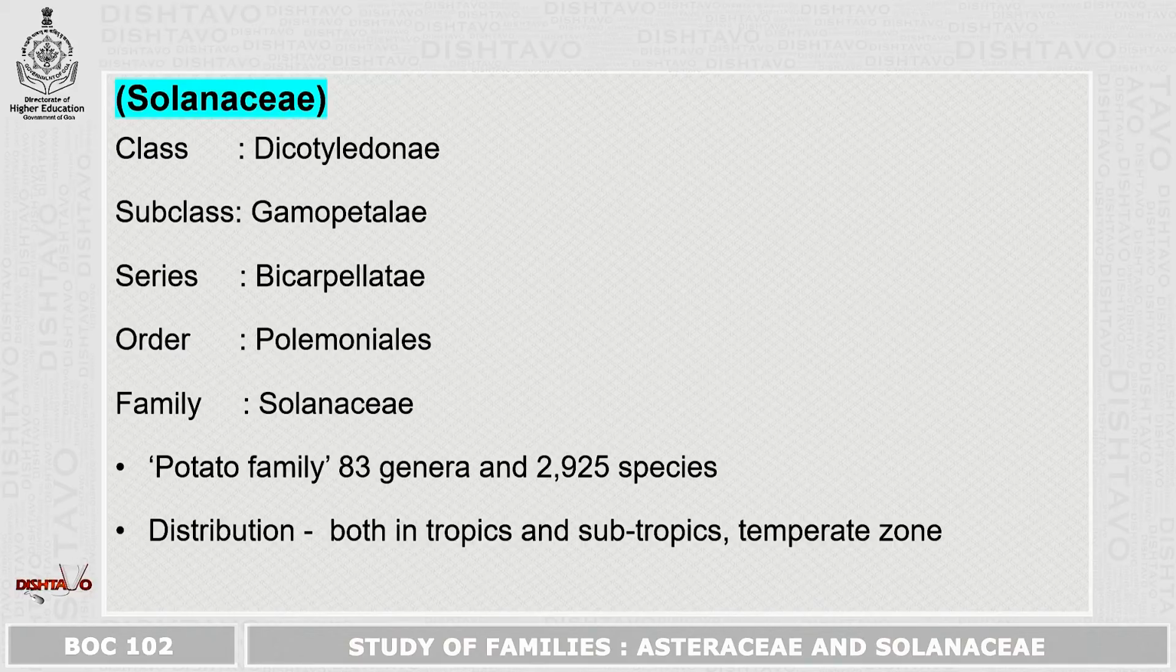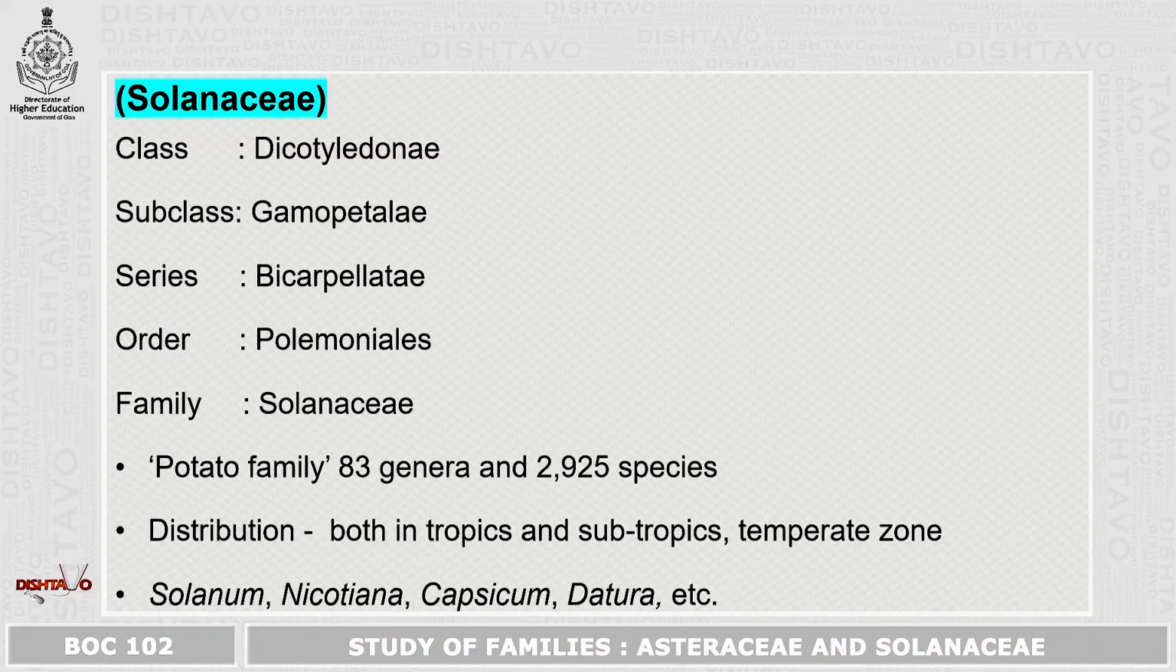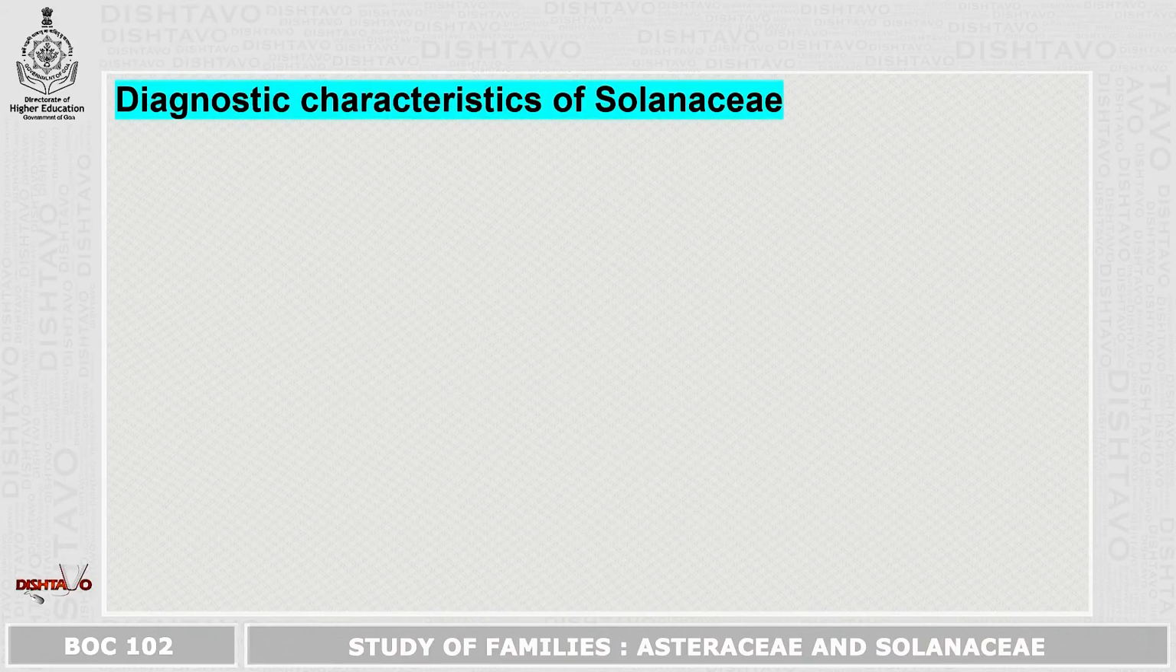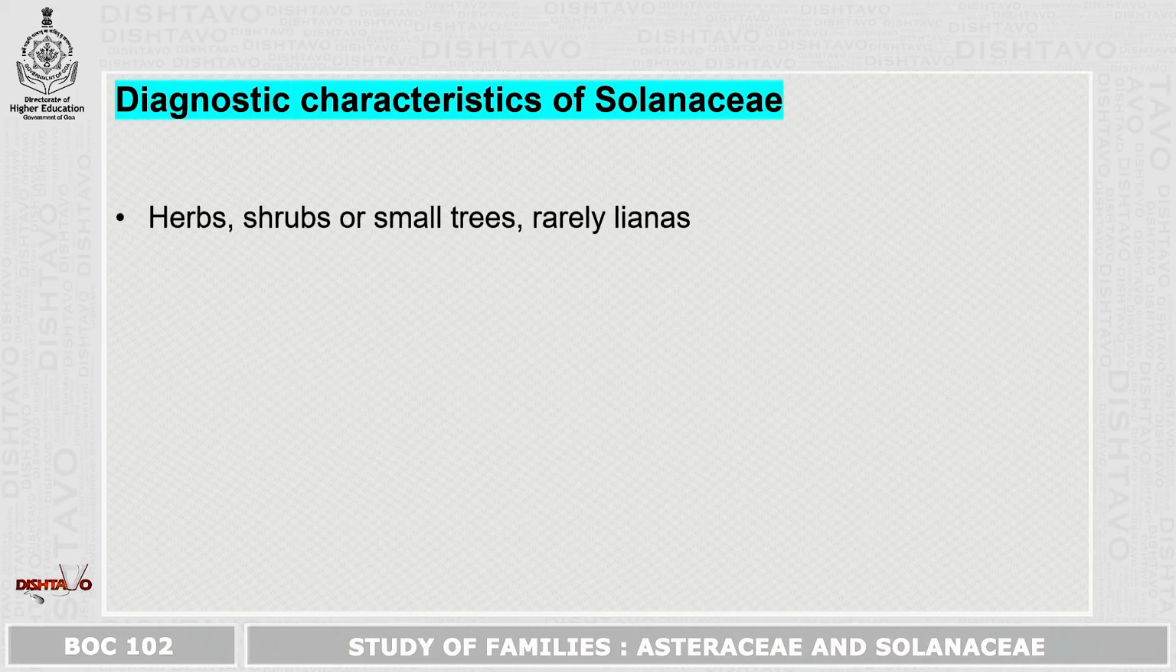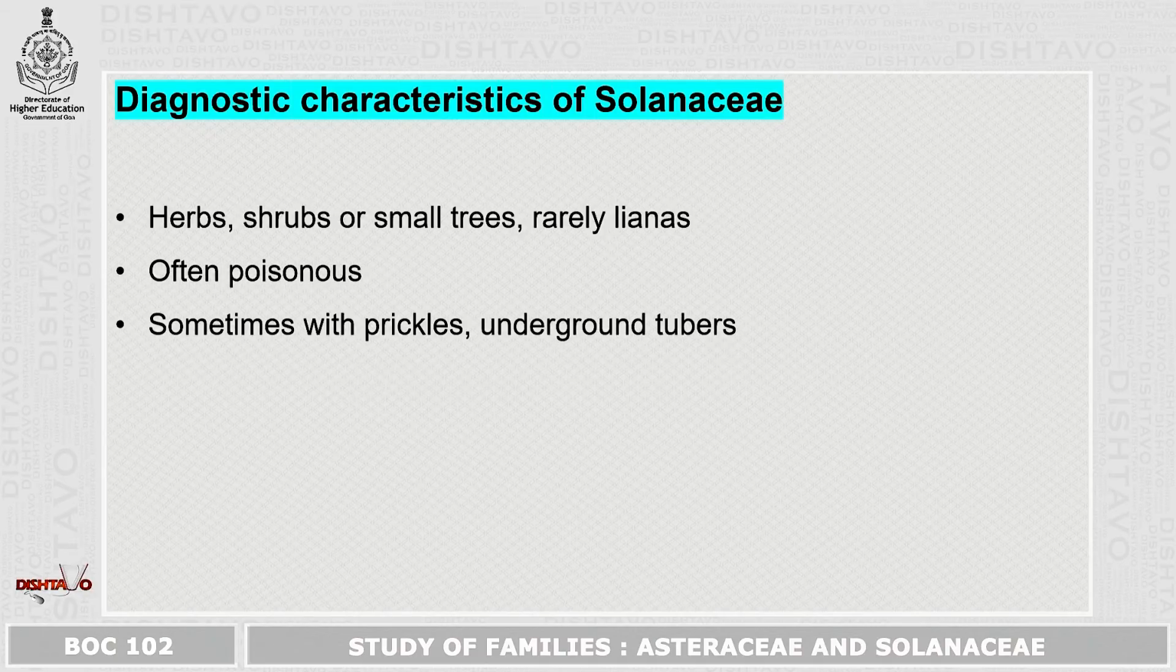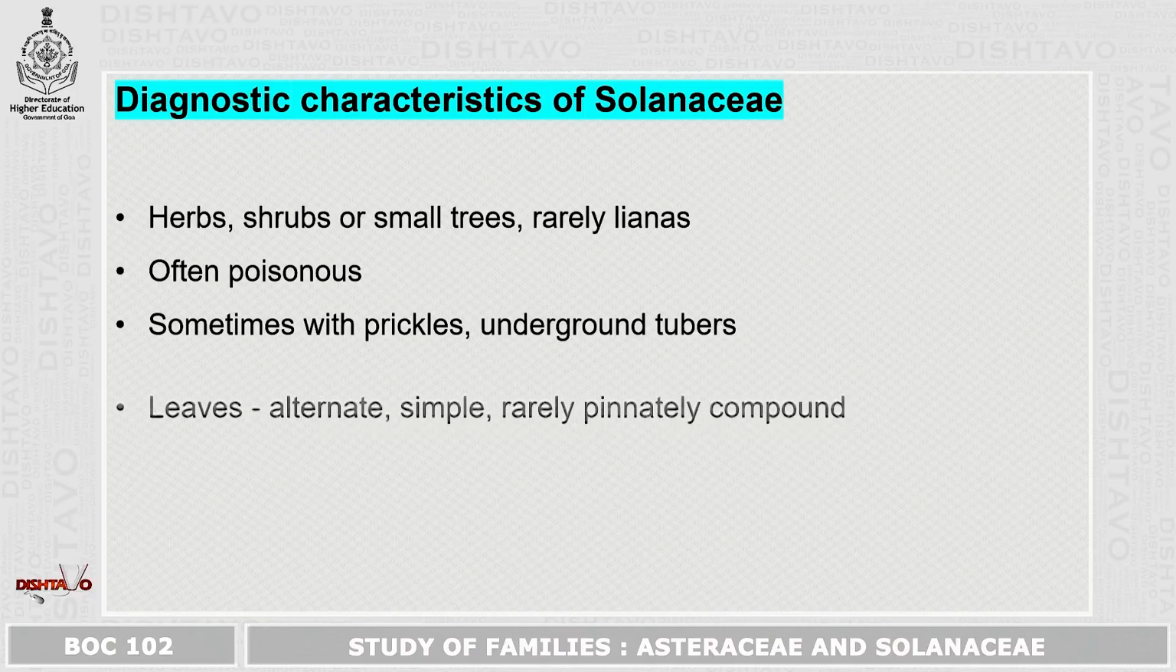They are distributed both in tropics and subtropics as well as in temperate zone. Major genera which are included in this family are Solanum, Nicotiana, Capsicum, Datura, etc. Now let us start with the diagnostic characteristics of Solanaceae. The plants are mostly herbs, shrubs or small trees and rarely lianas. They are often poisonous. Sometimes they show the presence of prickles and underground tubers.